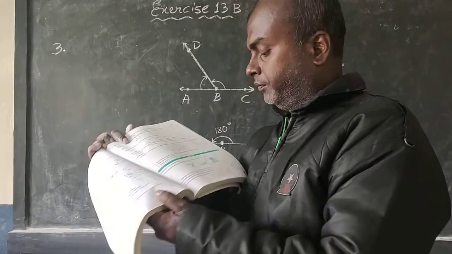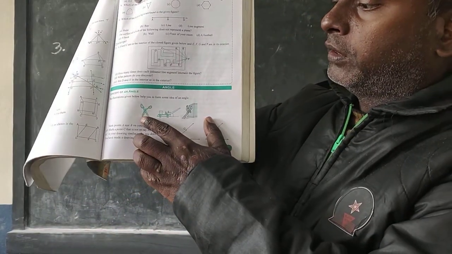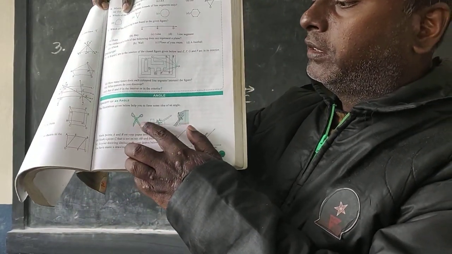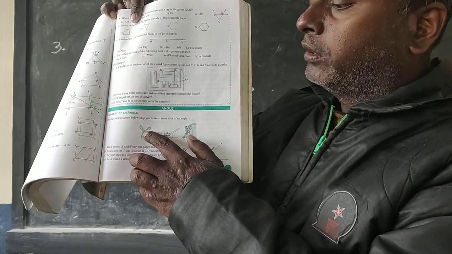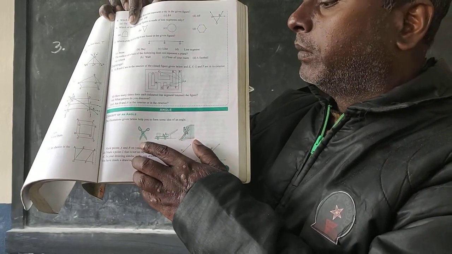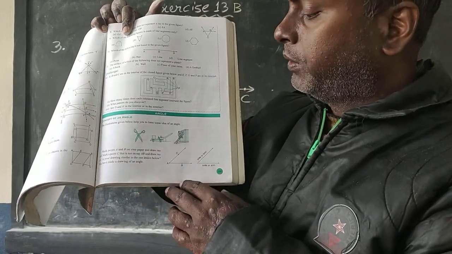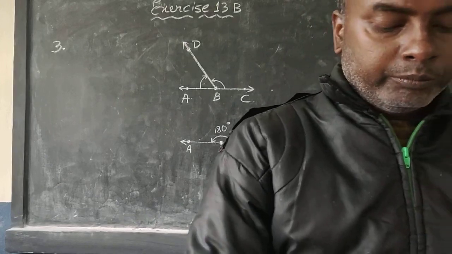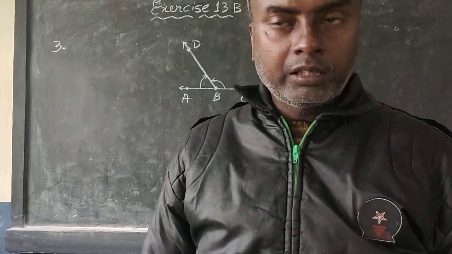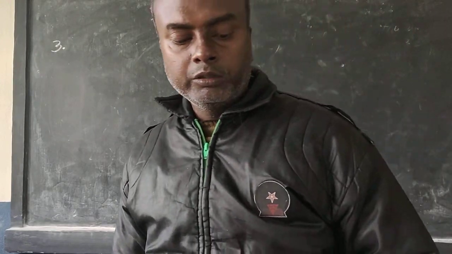Here, scissors, when the scissors are wide open like this, each blade of the scissors is considered to be an arm, and the screw which holds the blades is the vertex. So this is an example. Like that, many examples are given in your book also. I haven't done those, but I expect you to do them by yourself.